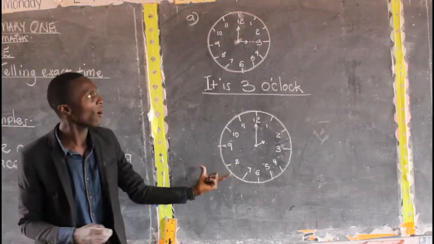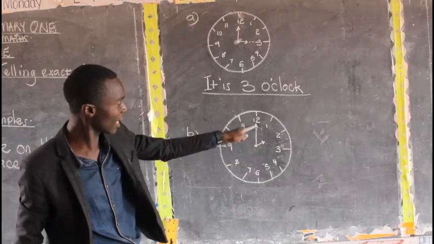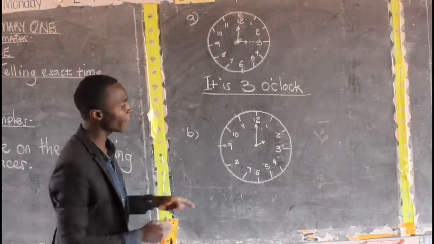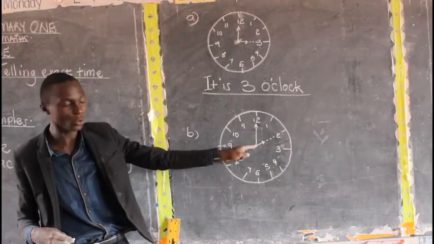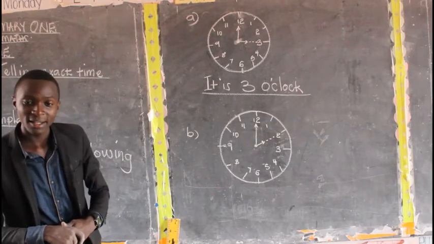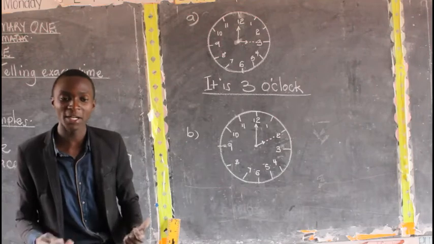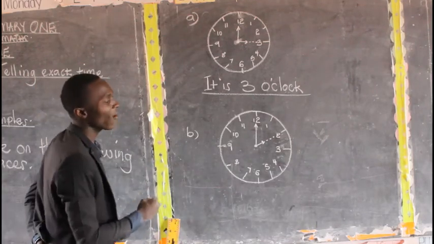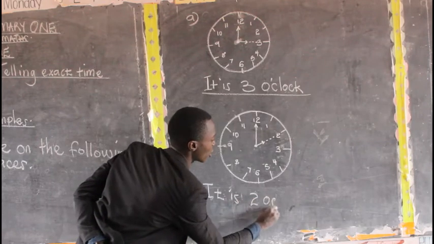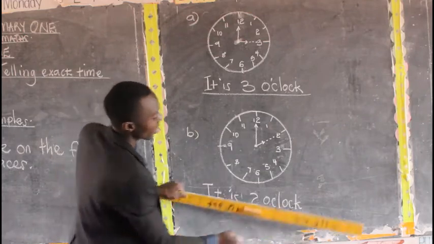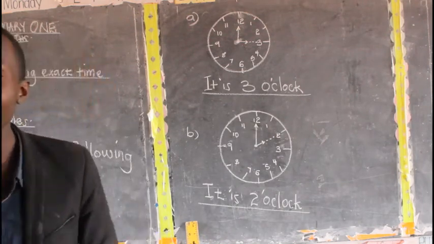Yes, my good children, we go to part B of our examples. In part B, the long minute hand is facing 12, but the short hour hand is facing 2. Please let us describe this. The short hour hand is facing 2 and the long minute hand is facing 12. Please, I want you to give me the answer. Our answer is, we say it is 2 o'clock. Why are we saying it is 2 o'clock? Because the short hour hand is facing 2 and the long minute hand is facing 12.